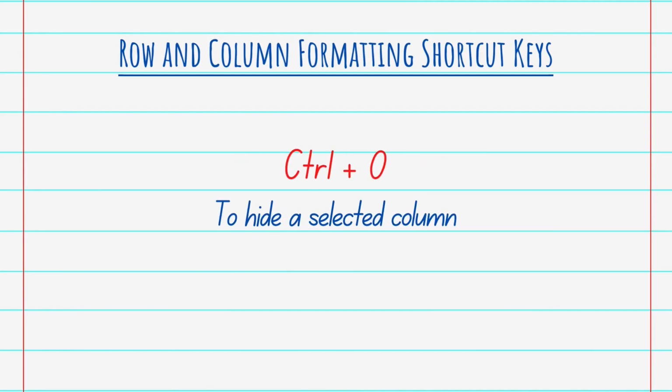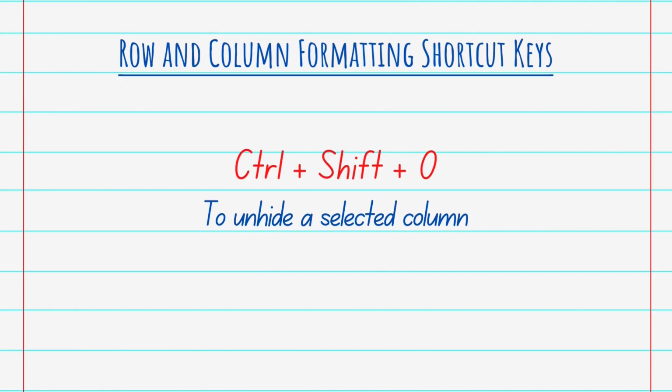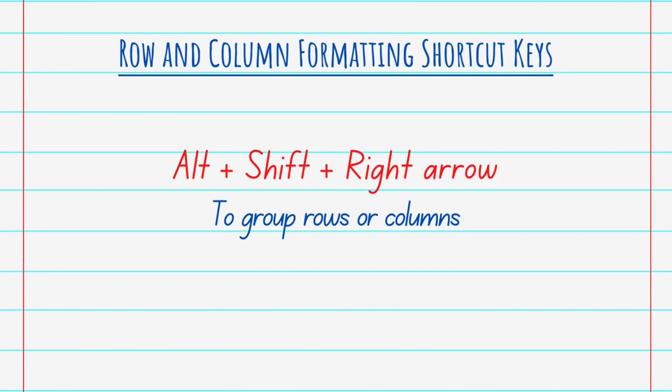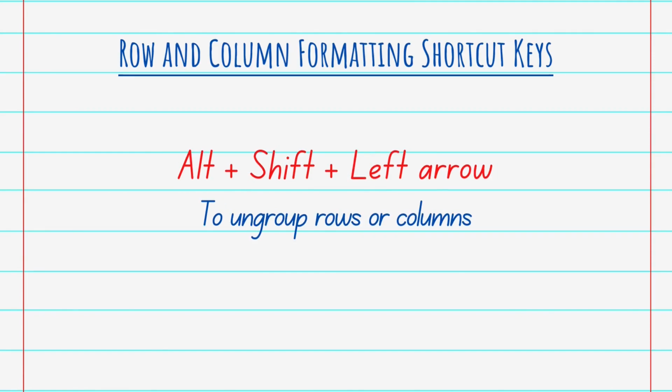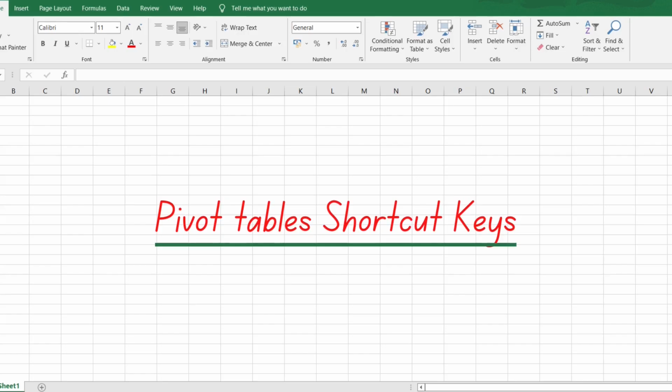Ctrl plus 0 to hide a selected column. Ctrl plus Shift plus 0 to unhide a selected column. Alt plus Shift plus right arrow to group rows or columns. Alt plus Shift plus left arrow to ungroup rows or columns. We have looked at the different shortcut keys for formatting cells, rows and columns.